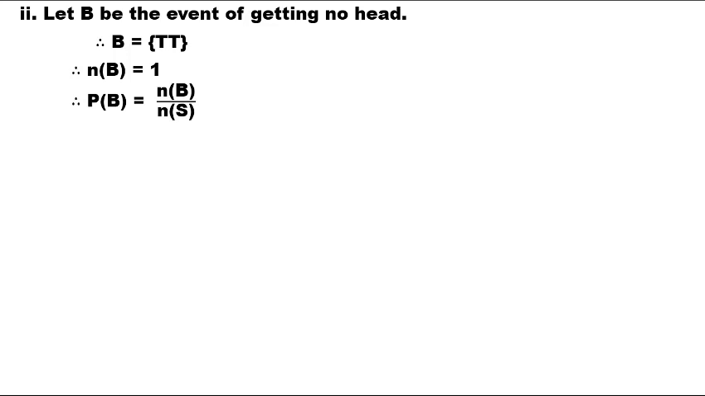Let B be the event of getting no head. B is equal to {TT}. Number of the sample points of set B is equal to 1. So, probability of B is equal to number of the sample points of set B divided by number of the sample points of set S. Therefore, probability of B is equal to 1 upon 4. Therefore, P(A) is equal to 3 upon 4 and P(B) is equal to 1 upon 4.